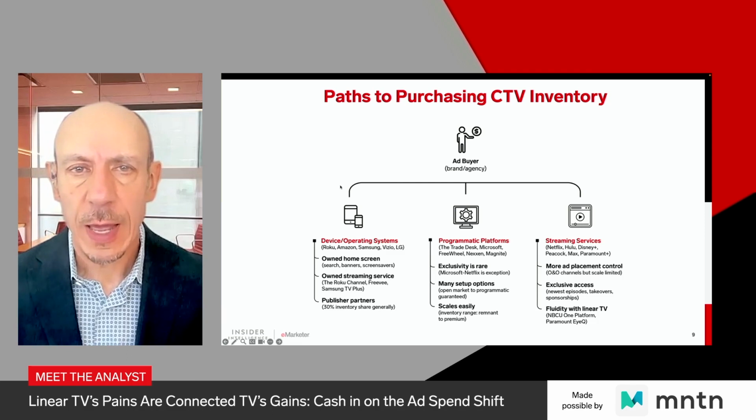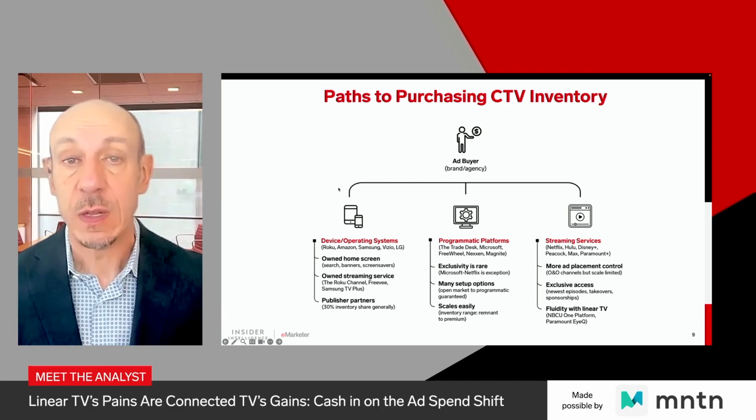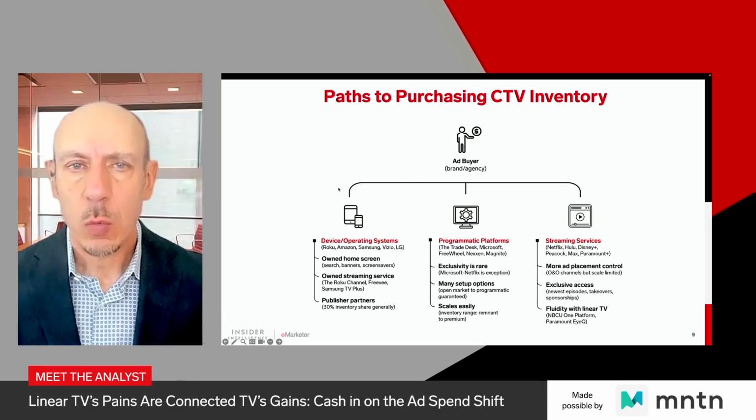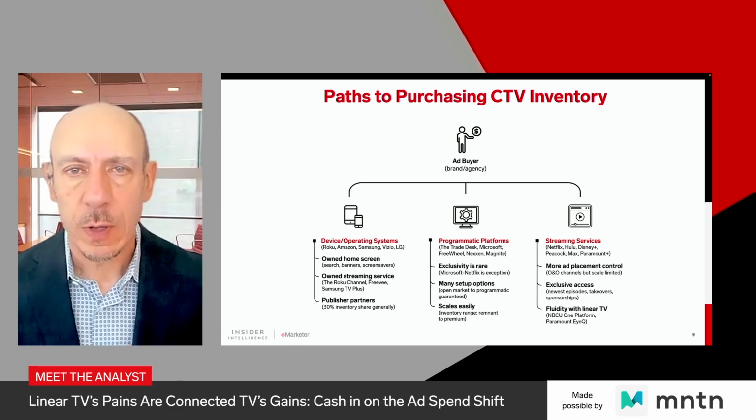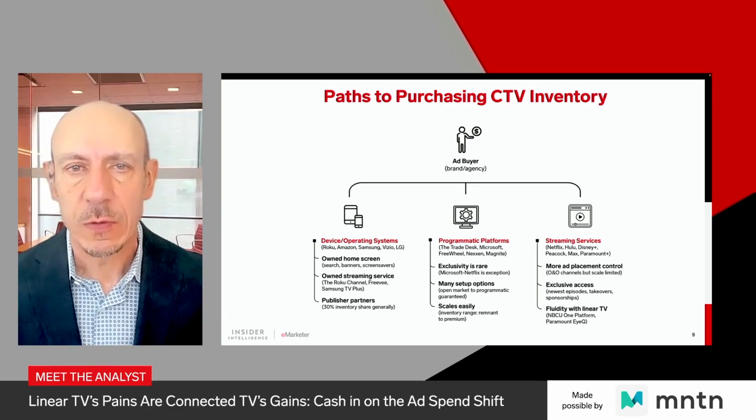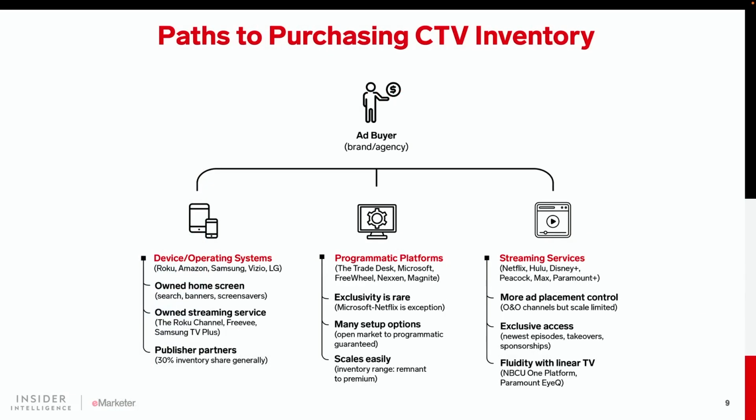Now, to shift gears again, here's a snapshot of the very complex and fragmented ways that CTV ads are purchased. We break these down into three main categories. So on the left, we have devices and operating systems, and these can be from tech firms like Amazon or Roku, but also from smart TV makers that have ad platforms like Samsung, Vizio, and LG. Then in the middle, there are the programmatic middle players, appropriately, the Trade Desk, Microsoft, Freewheel, etc. And then on the right, there are streaming services.